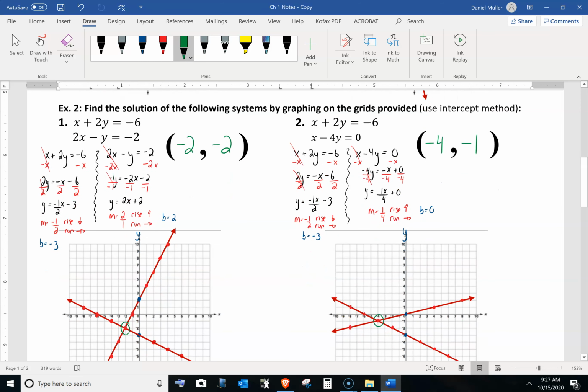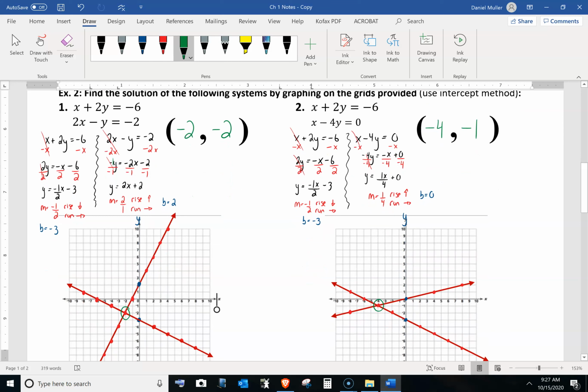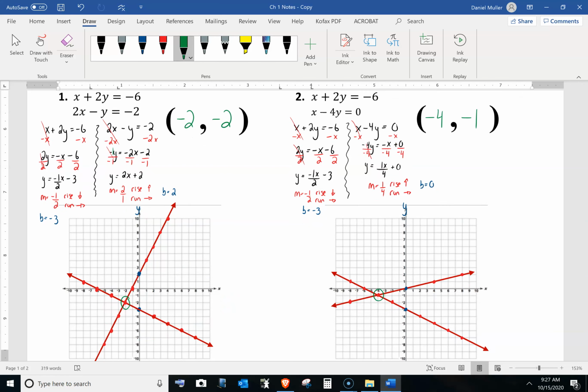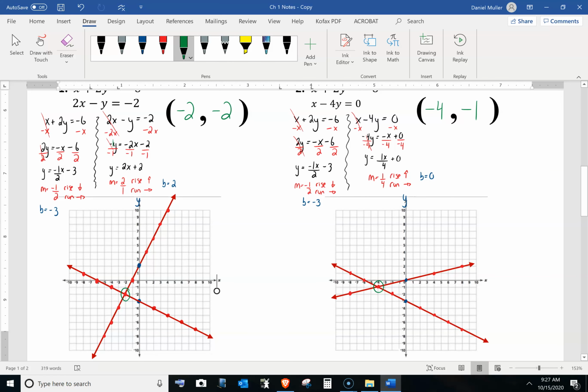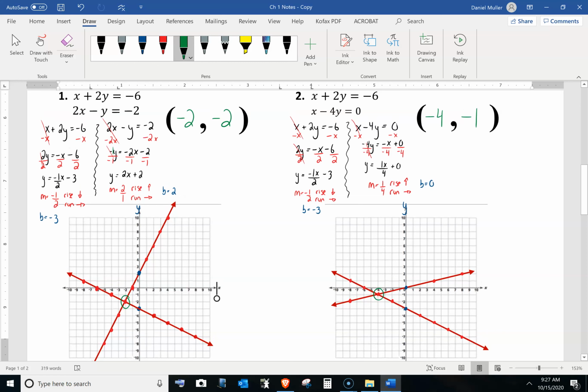And then don't forget that once you're done that, I always like to circle where they cross. So I circled it there, and then I write my solution down in the spot provided. Okay, so that should be good, in case you need to copy anything, and we'll start on the next questions in the next video.